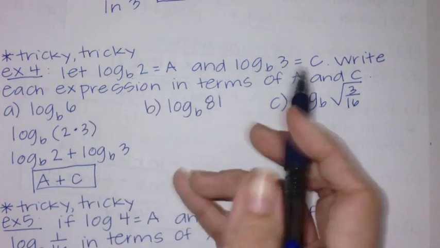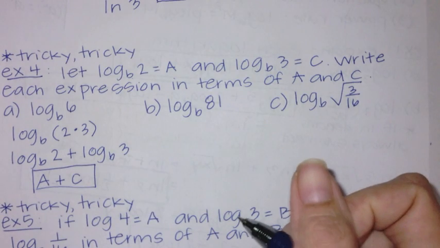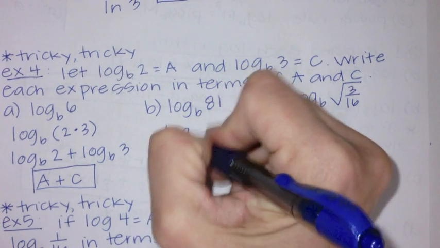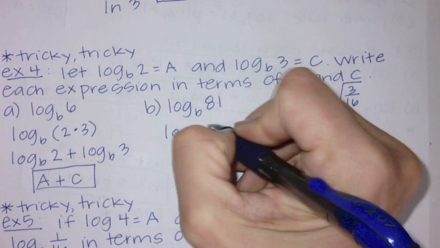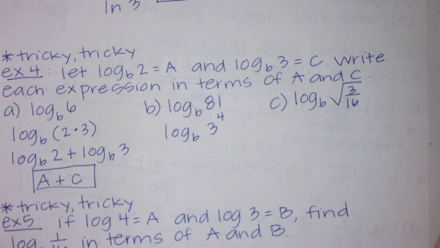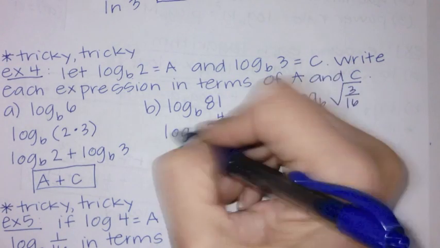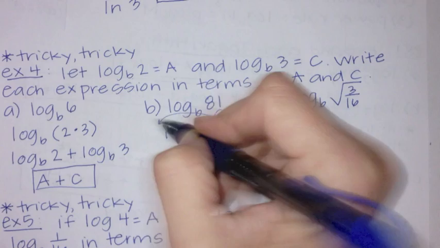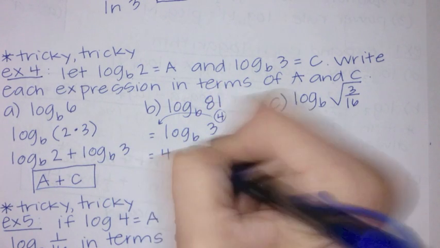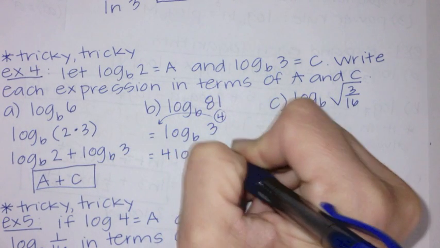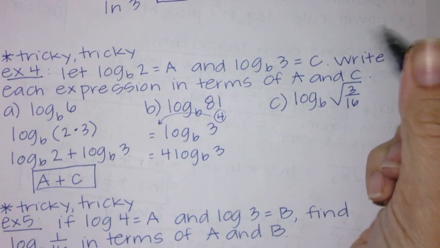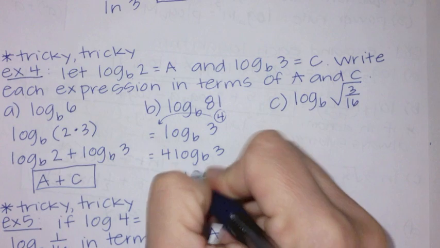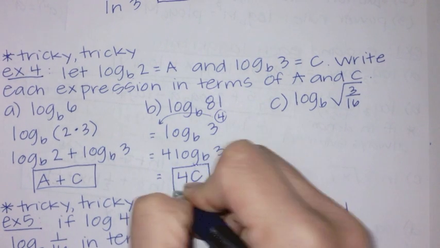Now you don't have to use both of these, so don't think that you do. You just have to be able to manipulate what you're given. So when I see log base b of 81, I think of 3 to the 4th power. And then, again, I'm trying to isolate log base b of 3, so I'm going to move this exponent down into the front. So that equals 4 log base b of 3. And I can write log base b of 3 as C. So that's just 4C, and that's good.